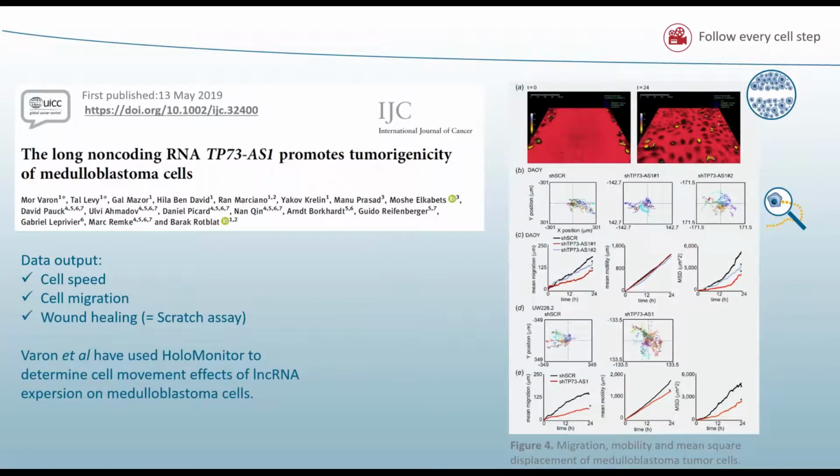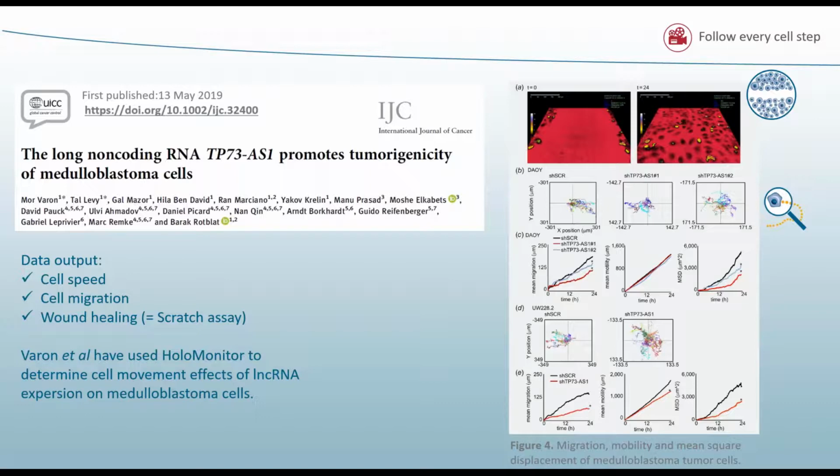In Israel, Varan and colleagues have also used the wound healing assay, but they combined it with a tracking assay. In the upper frames, you can see the wound healing and the gap closing after 0 and 24 hours. And there is something called the long non-coding RNA, which is an RNA that affects cell function even though it doesn't produce any proteins. In this study, they looked at the TP73AS1 and how it would affect tumorigenicity in medulloblastoma cells.